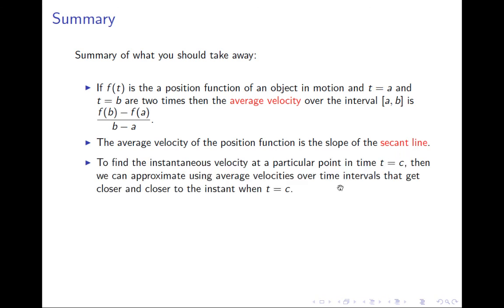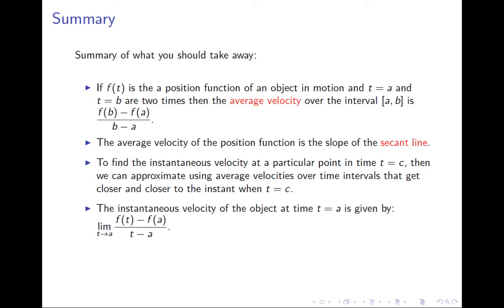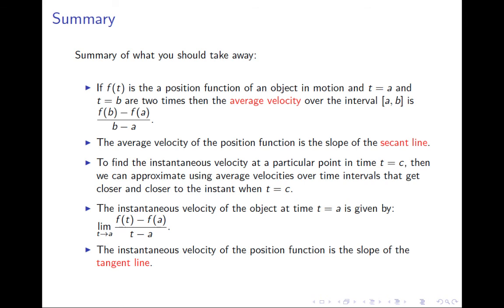To find the instantaneous velocity at a particular point in time, say t equals c, we can approximate it by using average velocities over time intervals that get closer and closer to the instant when t equals c. And the instantaneous velocity of an object at time t is given by this limit: the limit as t approaches a of f of t minus f of a over t minus a, where f of t minus f of a is the change in position, and t minus a is the change in time. Finally, the instantaneous velocity of the position function is the slope of the tangent line to that curve at that point in time. Okay, that's it for this video.